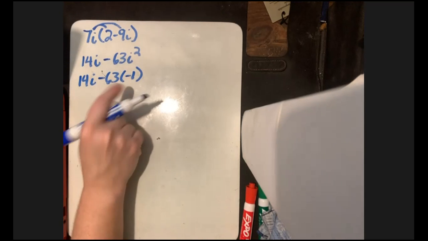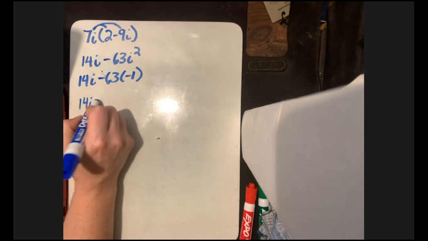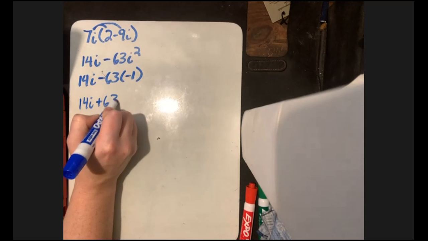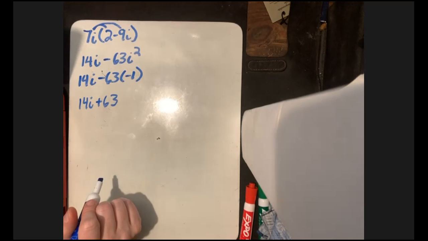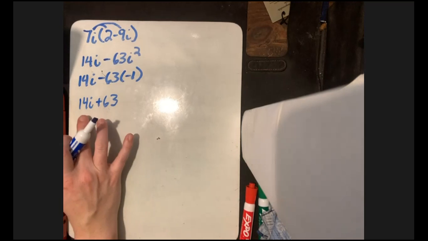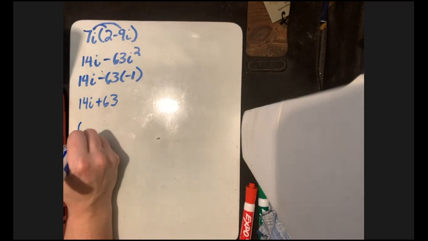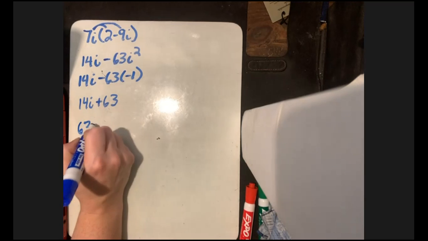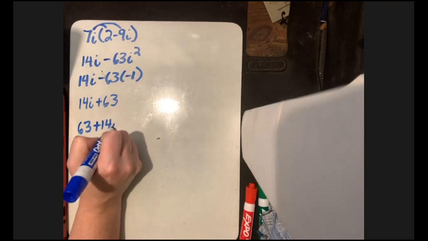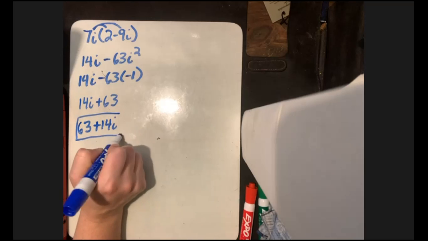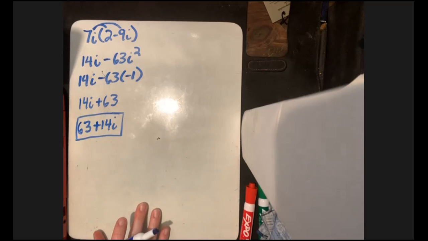And I have negative times negative, which is going to make positive. And then they are going to want this in that traditional A plus Bi format, which just means that they want the non-i piece first and then the i piece. So we'll have 63, which was positive. The 14i was also positive. So there is our response for that one.